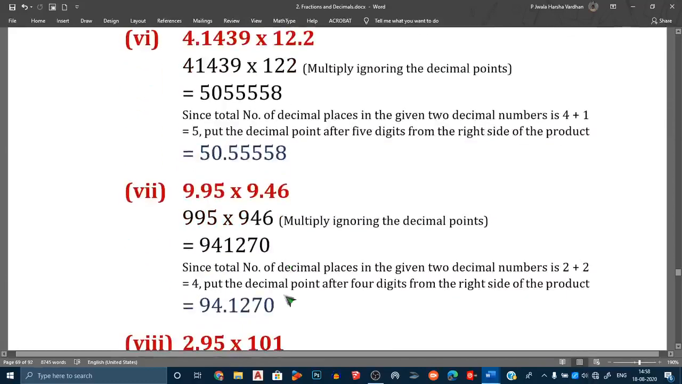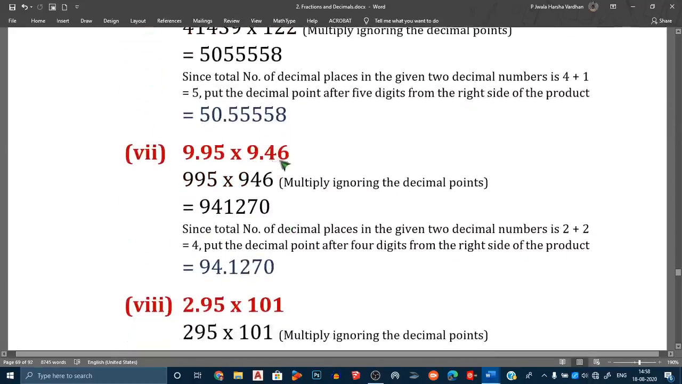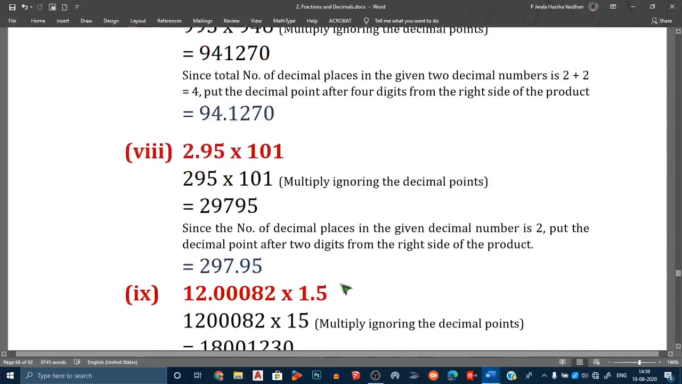So next, 9.95 into 9.46. So ignore the decimal point, multiply and count the number of decimal digits here. 2 plus 2, 4. So leave 4 digits and put a point, which is 94.1270. Okay. Here also 295 into 101 is 29,795. Leave 2 digits because only 2 digits are there. Here there is no decimal point. So leave 2 digits from the right side. So 297.95.